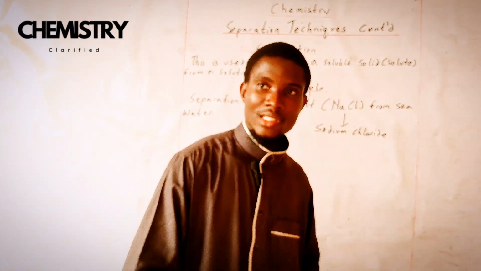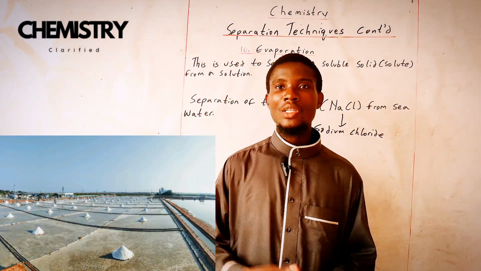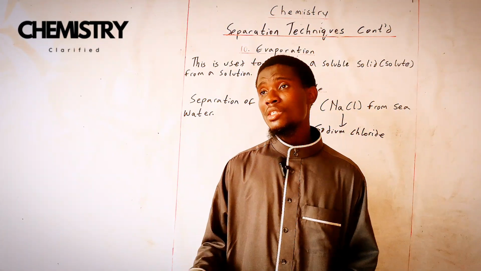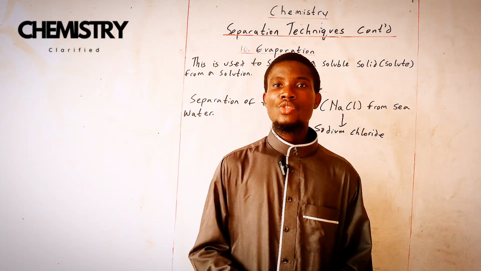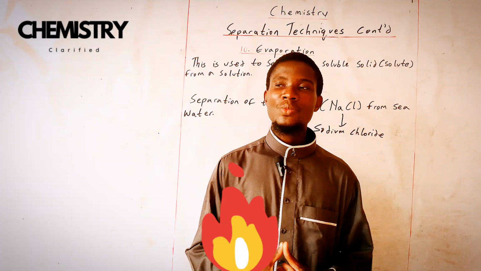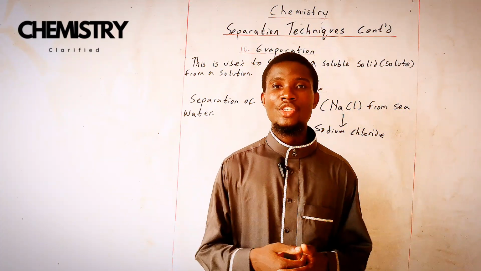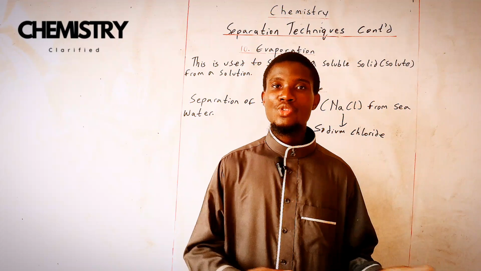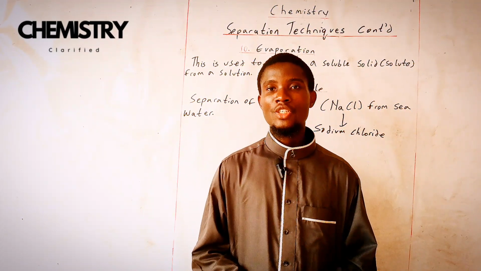We are just going to get a sample of the seawater, and then we are going to dry out the water. We can do this by exposing it to the atmosphere, which will take a lot of time before the water dries out. Alternatively, we can apply some heat to it. If you apply heat, it is going to increase the rate of evaporation, and at the end of the day, we are going to be left with our dry salt much faster. So that's how evaporation works.